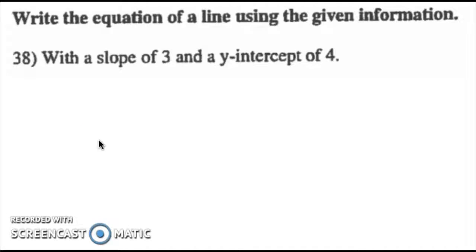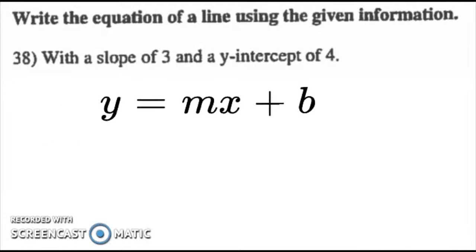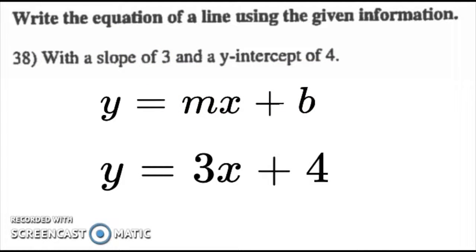38 is asking you to write an equation using slope of 3 and y-intercept of 4. Well, slope-intercept form is y equals mx plus b. M is 3, b is 4, so your equation is going to be y equals 3x plus 4 for number 38.